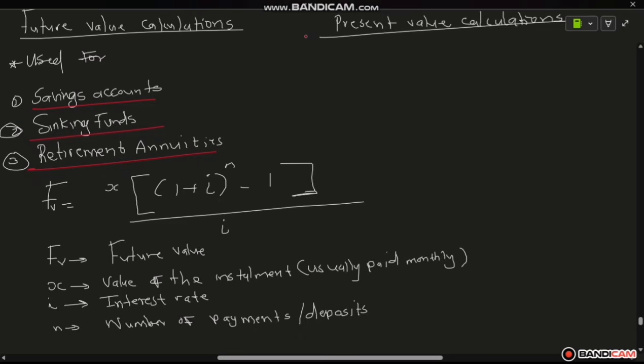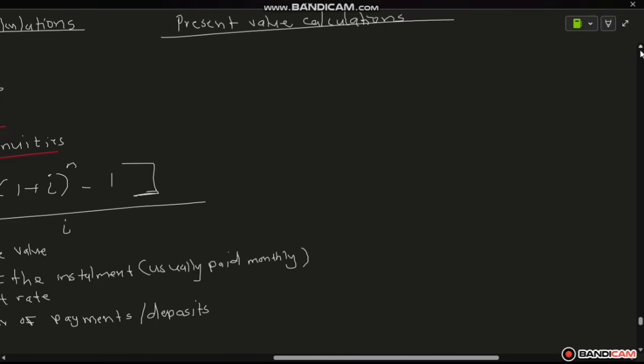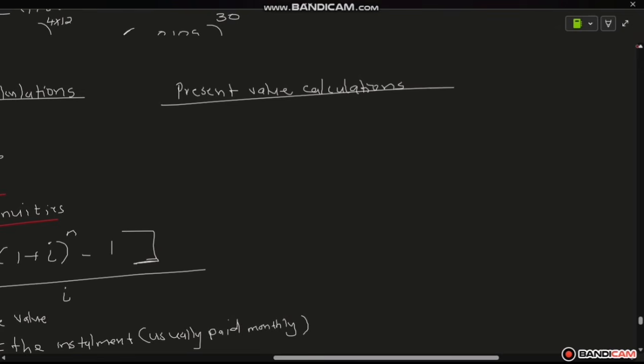Okay. So it's very important for you to know these three. We use future value calculations for savings accounts, sinking funds, and RAs, retirement annuities. If it's difficult for you to pronounce it, just call it RAs.